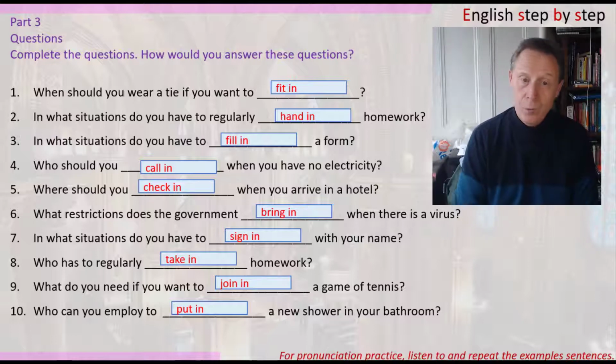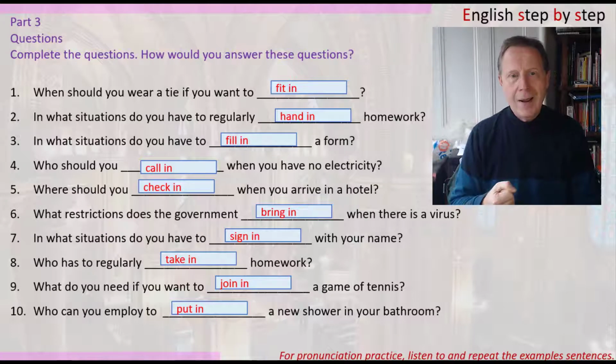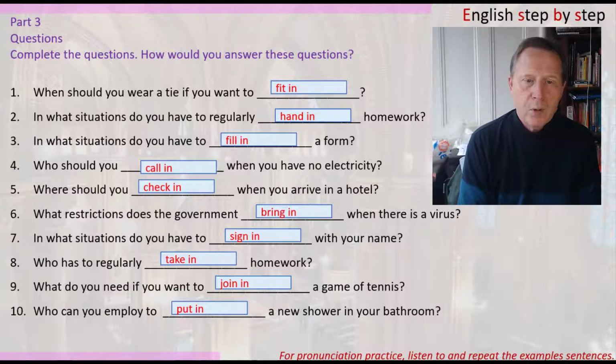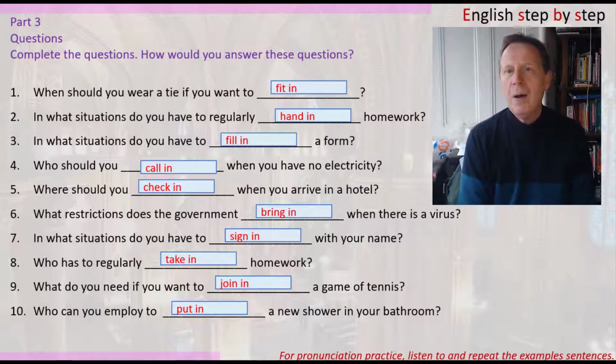Number 9, what do you need if you want to join in a game of tennis? Well, do you know the word? It's a racket and a ball. Number 10, who can you employ to put in a new shower in your bathroom? Well, that's the job of a plumber. So there you have the answers to the questions.